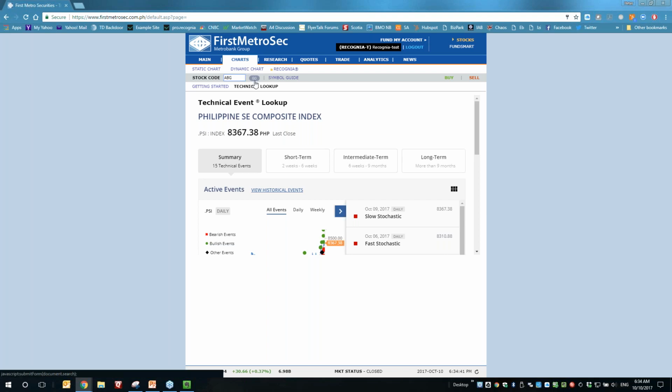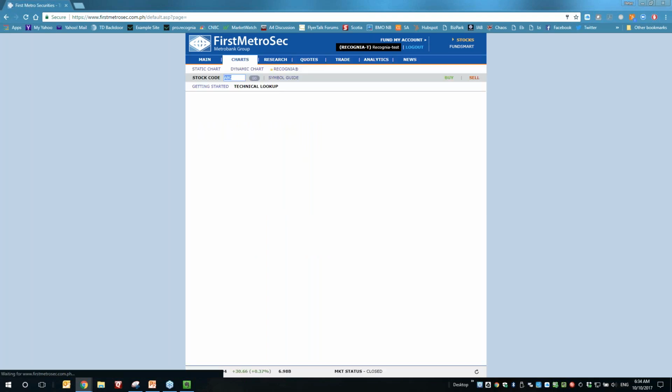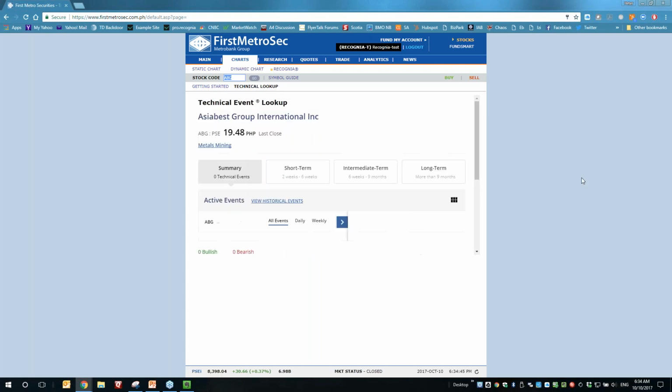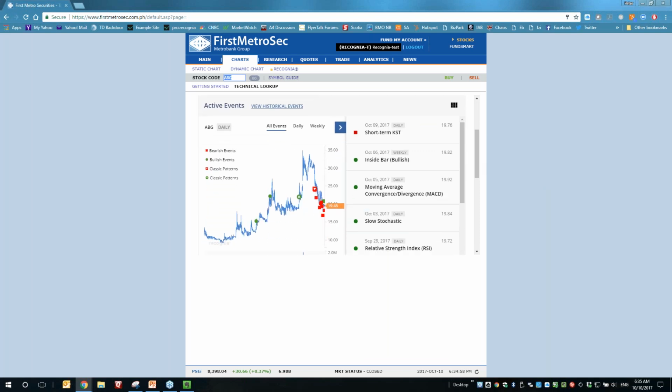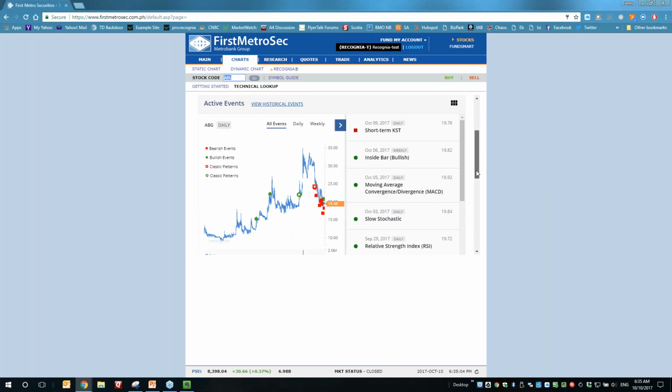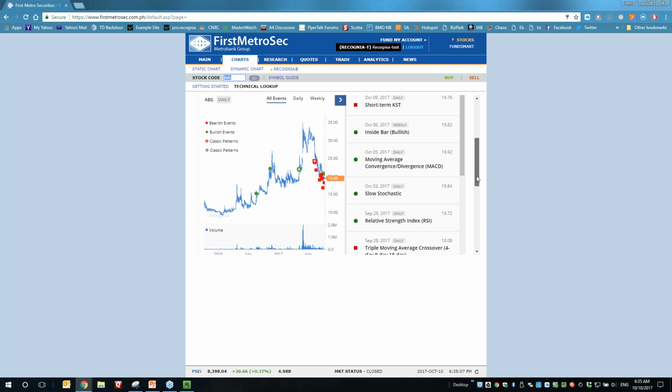So here's a stock called Asia Best. Symbol is ABG. And if I look at Asia Best, it's got a little bit of an interesting technical history here. I can see in the summary view there are currently 16 active technical events. I'm just going to scroll down and take a look at those events. So here's my price chart, and you can see that stock has been rallying since roughly early summer of 2016.